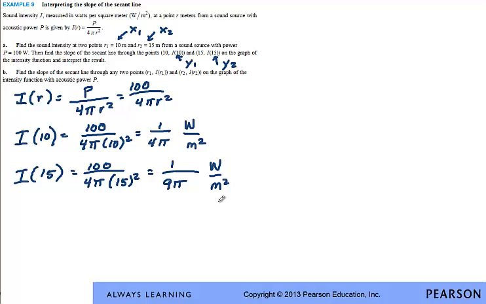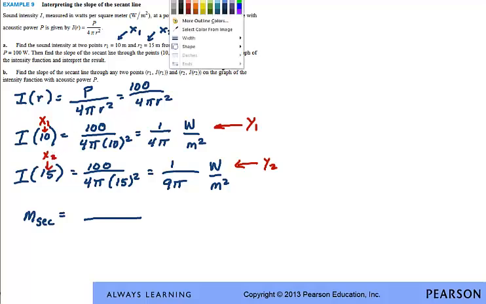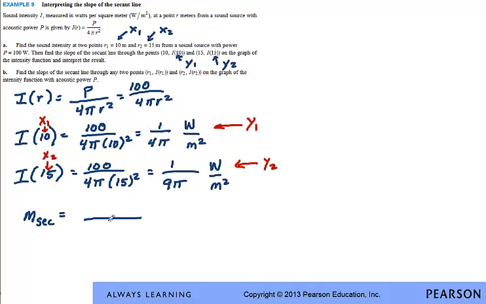So I would like now the slope of this secant line, so I'm going to do slope of this secant line, and I will take the two y values, subtract them, this being y2, this being y1, this being x1, this being x2, and I'll manipulate them from here. So y2, that's 1 over 9 pi minus 1 over 4 pi, and the x values are 15 minus 10, and in order to get this, I'm going to have to get a common denominator.